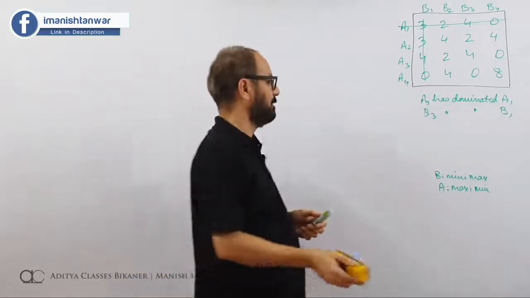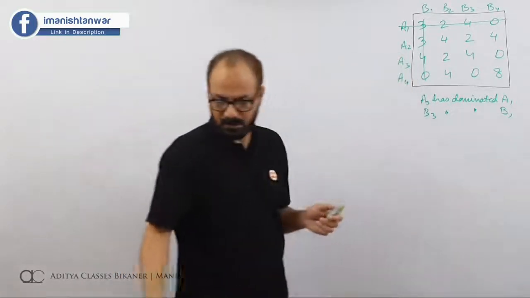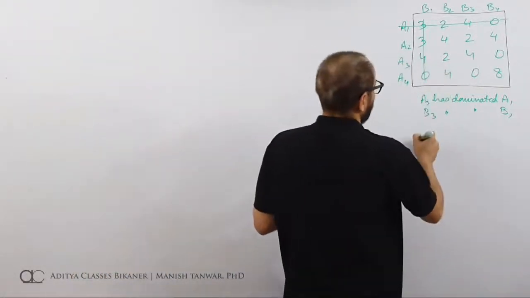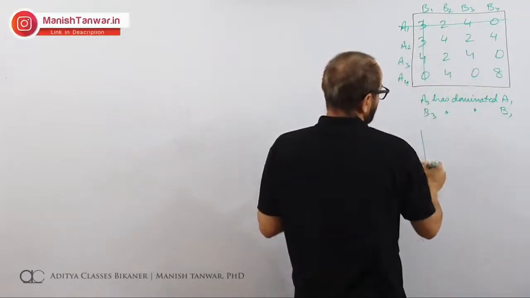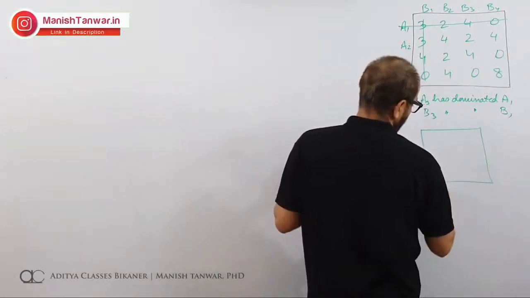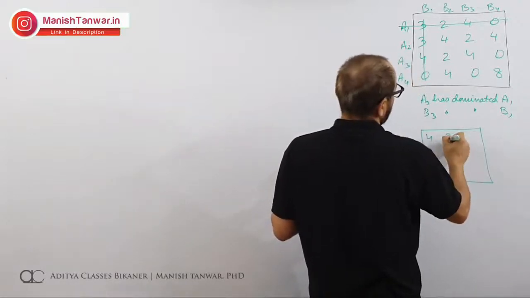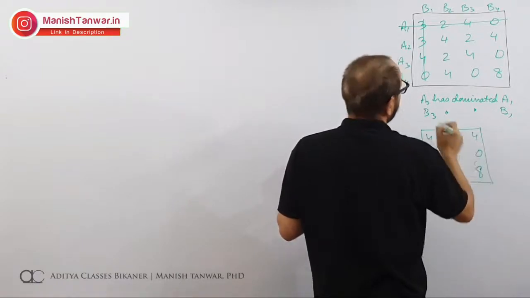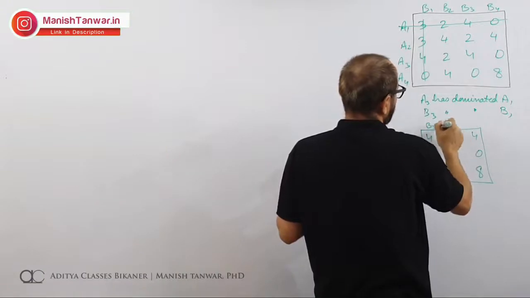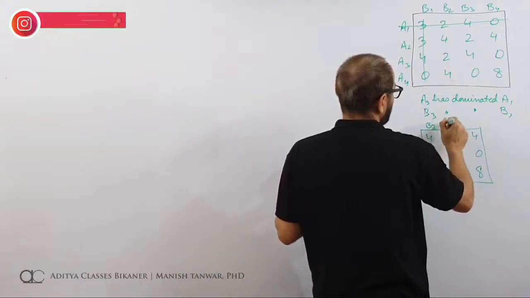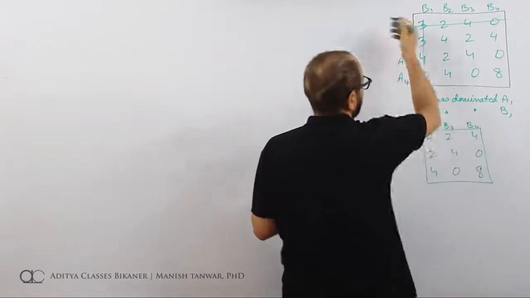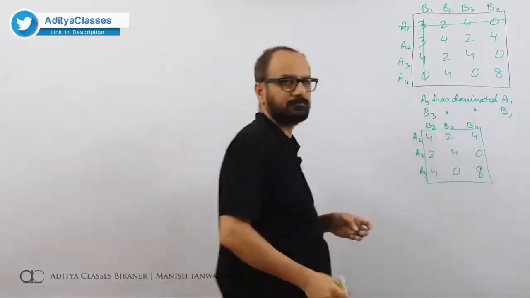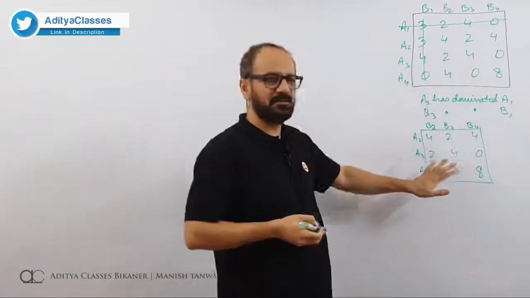Now I need to look for mixed dominance. How do we go about mixed dominance? Now our game has reduced to 3 by 3. What are the values? 4, 2, 4, 2, 4, 0, 4, 0 and 8. B1 is out. B2, B3, B4. A1 is out. A2, A3, A4. Fine. So 4 by 4 has come down to 3 by 3.